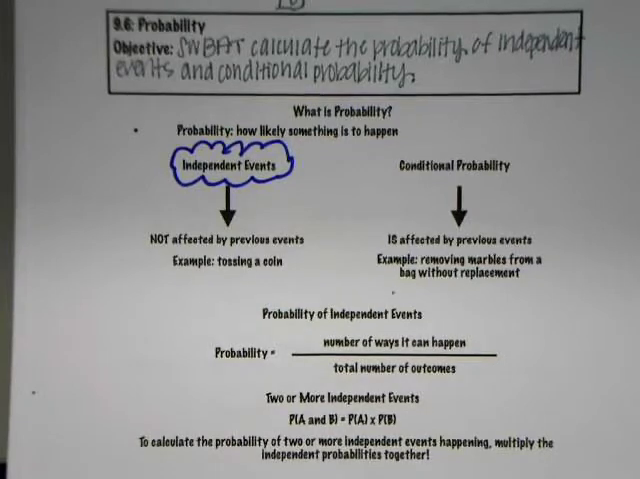So like tossing a coin. So you flip a coin, and then you flip a coin again. Does the second time you flip a coin, is that affected by what happened the first time you flipped the coin? It doesn't matter if you got heads or tails the first time. Is that going to affect the second time? No, right? Because you're just reflipping the coin. It's not going to have any impact on it. So that's going to be independent.